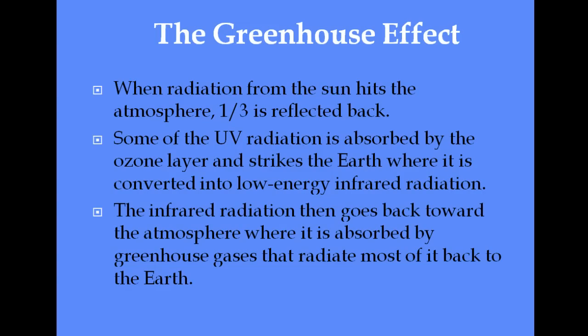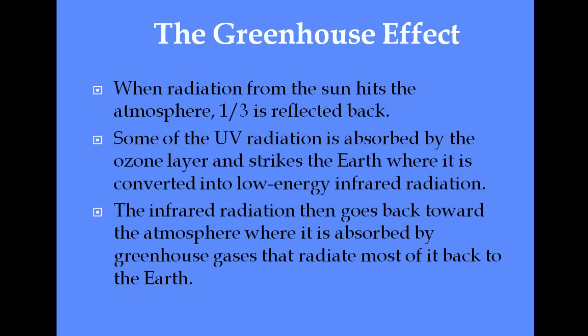So what's going on in the greenhouse effect? When radiation from the sun hits the Earth, it has visible light and UV light. One third is reflected back into space. Some of that UV radiation is absorbed by the ozone, which we like. We like the ozone in the stratosphere to absorb that UV, and the rest strikes the Earth where it's converted to low energy infrared radiation. So high energy UV strikes the Earth and gets re-radiated back from the Earth as lower energy infrared.